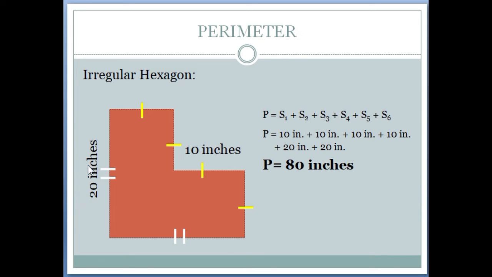So, yan lang yung ginamit nating measurement, or ito yung magiging indicator ninyo kung ano yung measurement ng bawat side na yan. Okay? So, that means for these yellow lines, pare-parehas silang 10 inches. And ito namang dalawang white lines ay nag-indicate na 20 inches at parehas silang 20 inches.